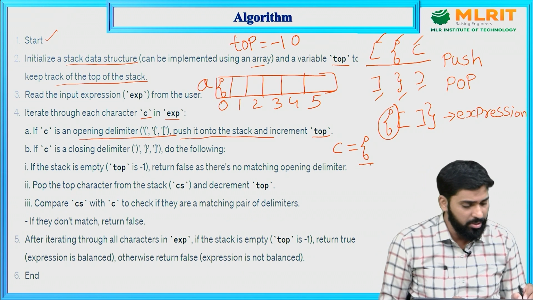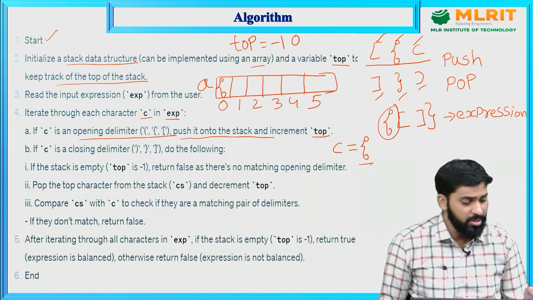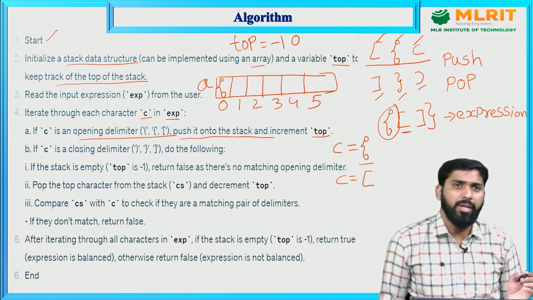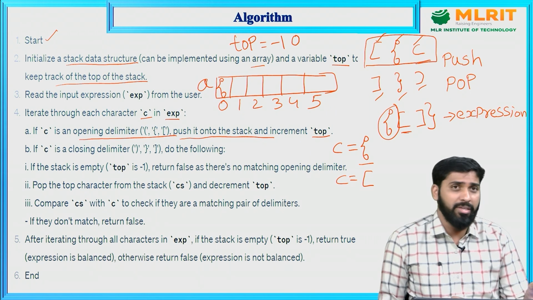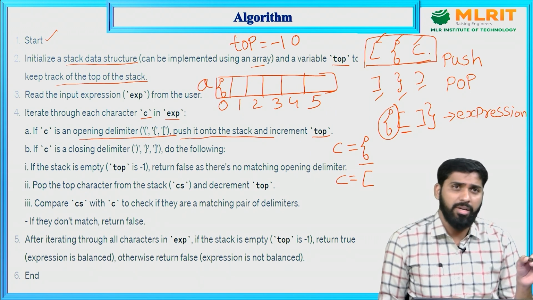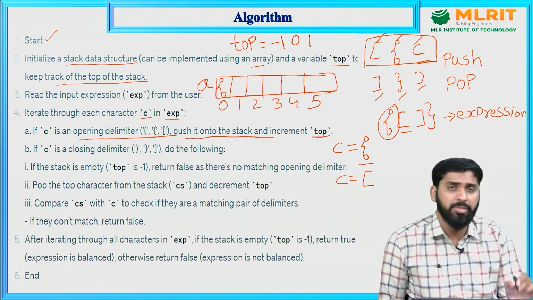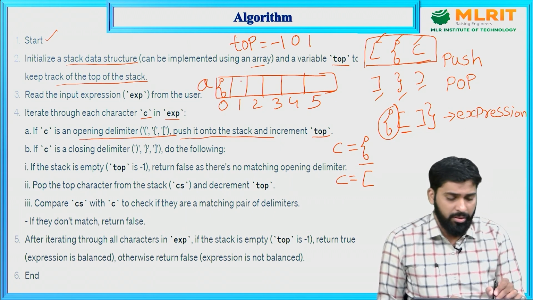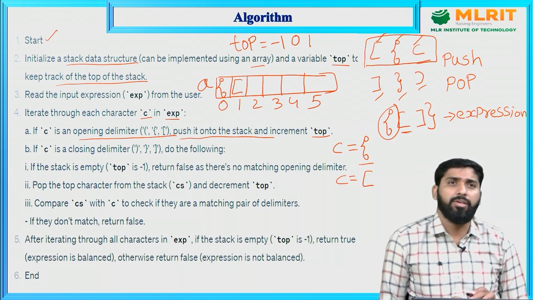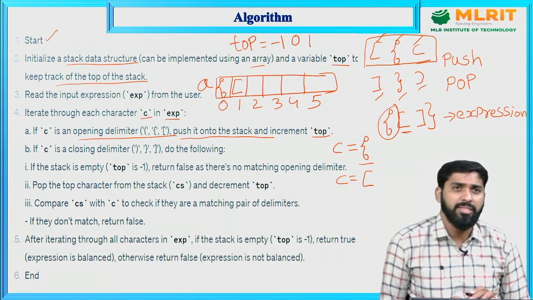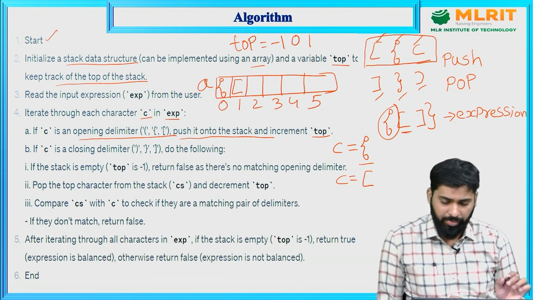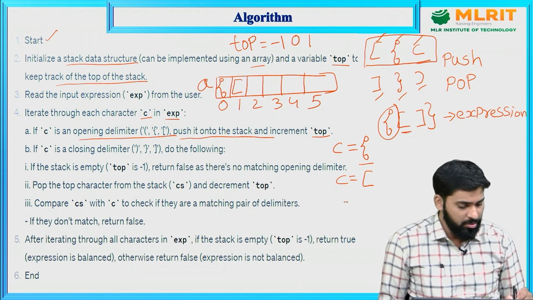So what is the next character? The next character C equals square bracket open. Again, this is in these three characters, so again you are going to push: increment the top value, so it becomes 1, and push the character into the stack. Next, C equals closing flower bracket.